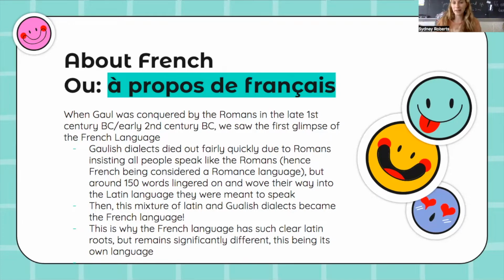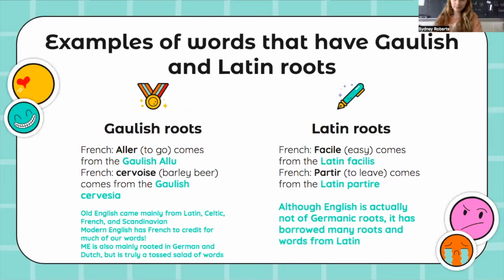Then all of these things kind of mix together. So we have some Latin roots, some Gaulish roots, and dialects that turned into the French language. And that is why French has such clear Latin roots, but remains very different and its own language. And this is another reason why English has a lot of Latin roots, because although it didn't literally come directly from Latin, we drew a lot from languages like French that have very strong Latin roots.